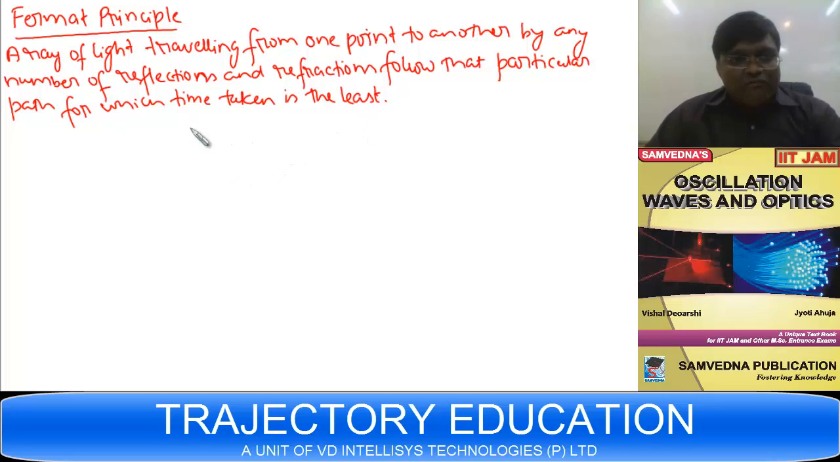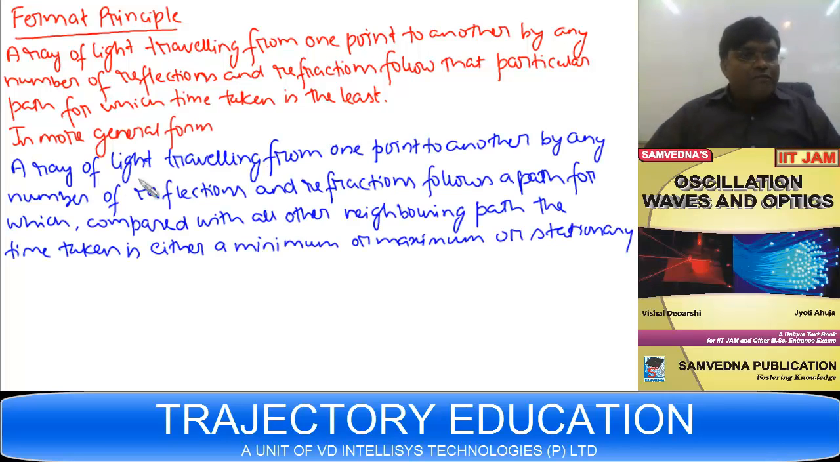I'll give one more statement for this, a similar statement of Fermat Principle, that describes the length is minimum. So I write another statement, the same statement written in other words. In a more general form, a ray of light traveling from one point to another by any number of reflections and refractions follows a path for which, compared with all other neighboring paths, the time taken is either a minimum, maximum or stationary.